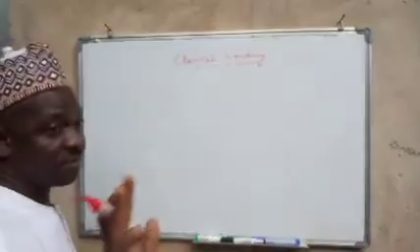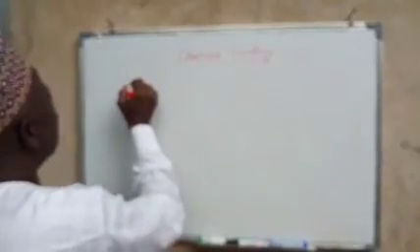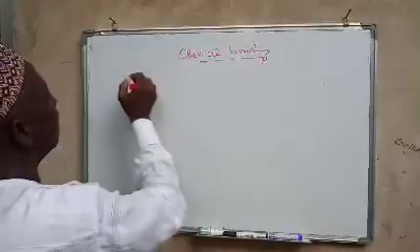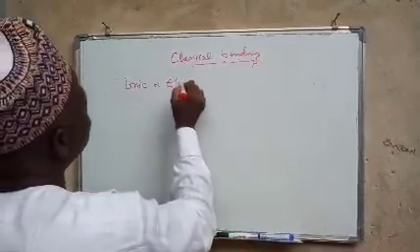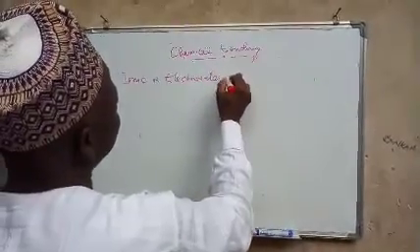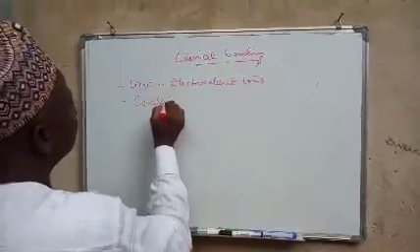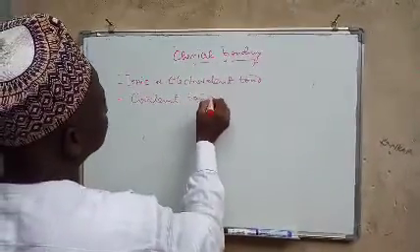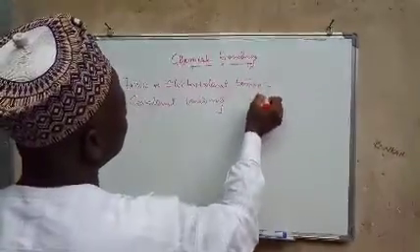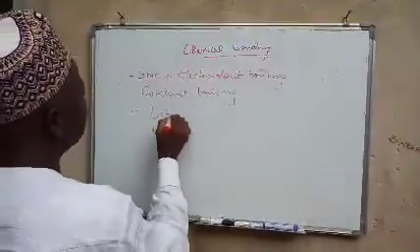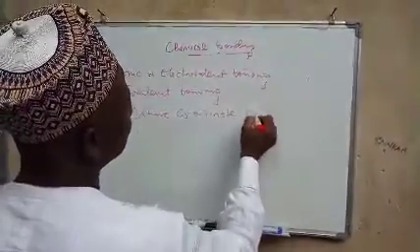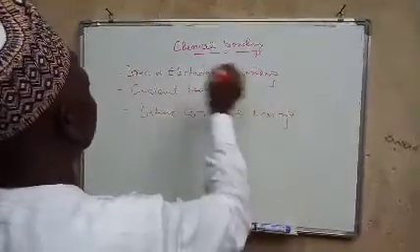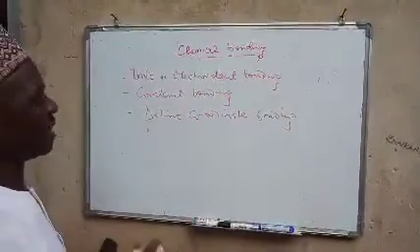Now, we have three types of bond. We have three major types of bonding. We have the ionic or electrovalent bond, we have the covalent bonding, and we have the dative or coordinate bonding. Now take ionic bonding or electrovalent bonding, for example.